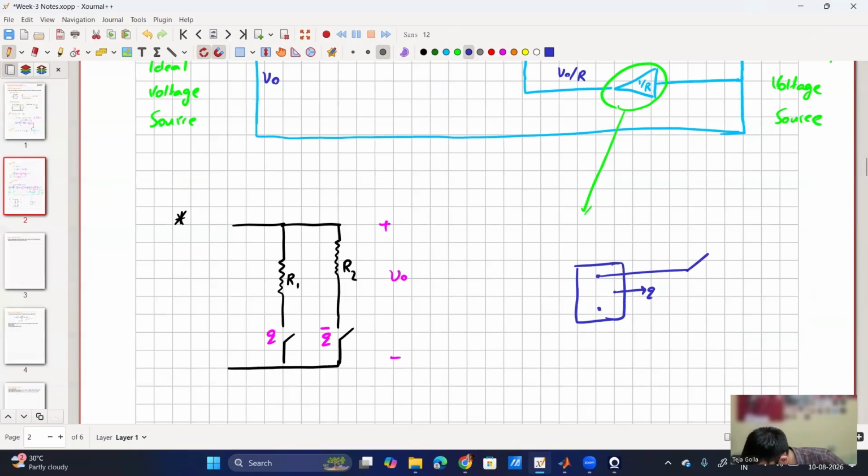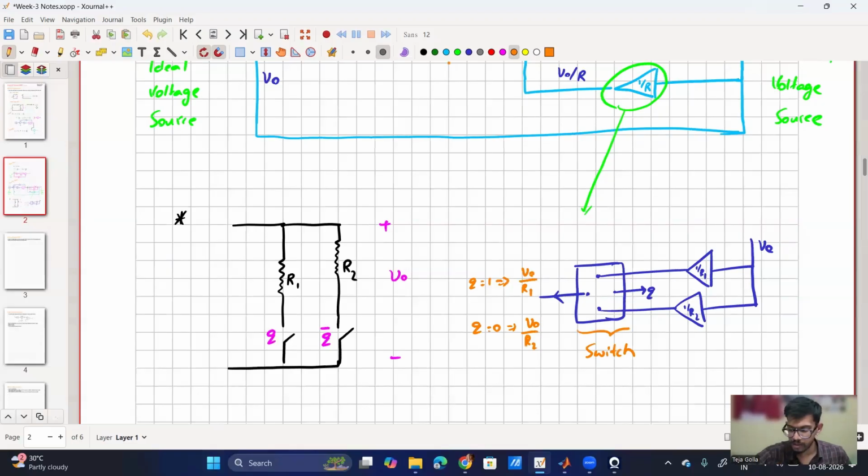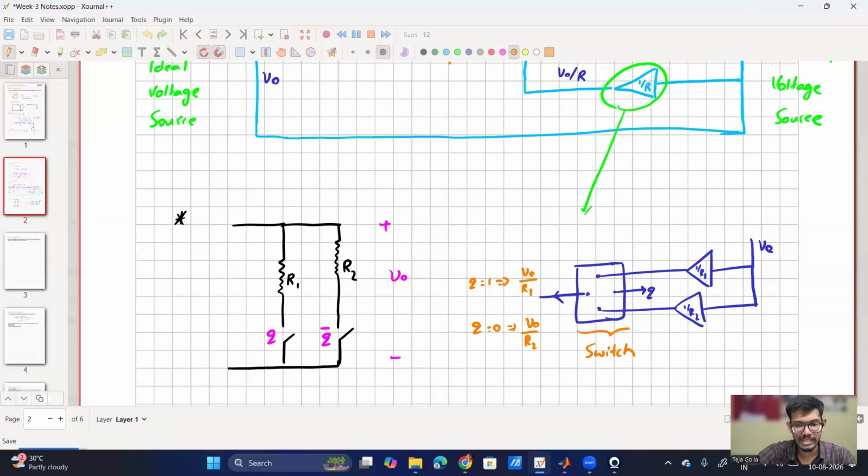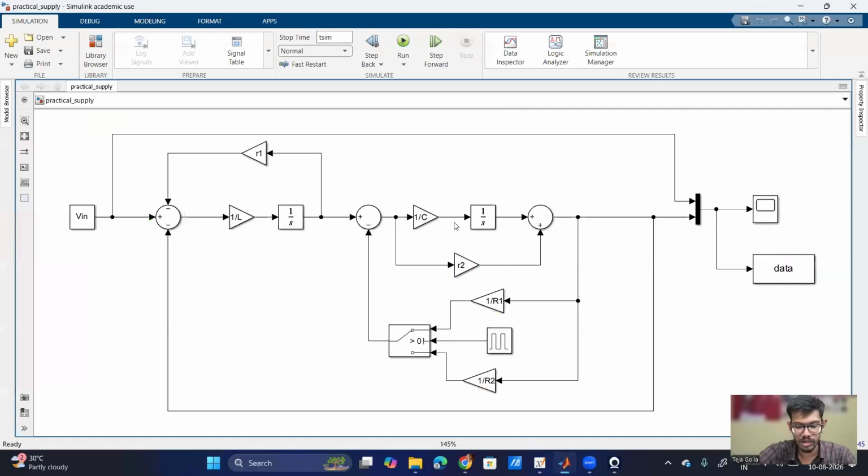So here I have 1 by R1. Here I'll have 1 by R2, and this is the output that is going. Both inputs are V0. If Q is equal to 1, then this will be V0 by R1. If Q is equal to 0, then this will be V0 by R2. So this is the switch that is available in the MATLAB model, which is what exactly I have done over here.